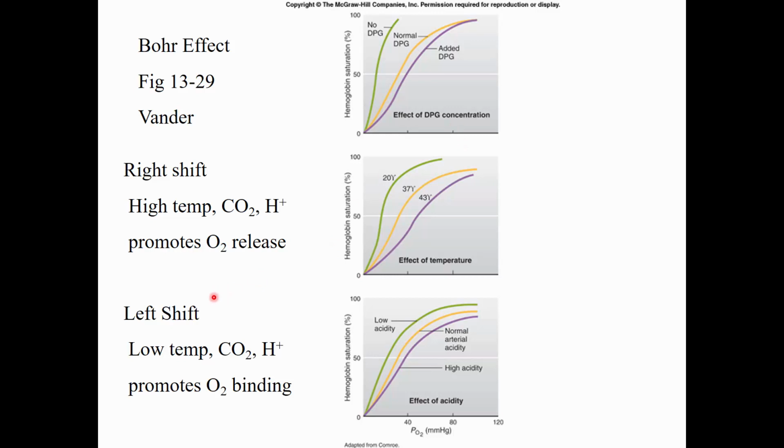Now, if you're not working as hard, low temperatures, low CO2, a high pH, or a low hydrogen ion concentration, that promotes binding. Those tissues don't need as much oxygen. And so, right shift, right as in release. Left shift, left as in latch. This is a way to fine-tune the behavior of hemoglobin in various tissues that are working more or less.